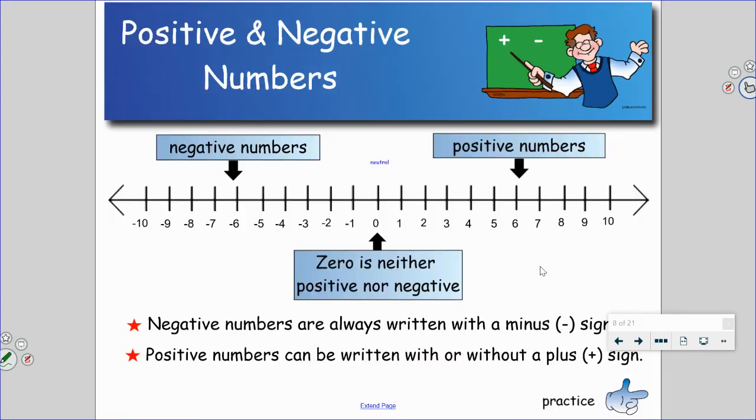All right, so let's talk positive and negative numbers, shall we? 0 is the only number in existence that I know of, at least, that is neither positive nor negative. It is its own beast, its own special kind of number.